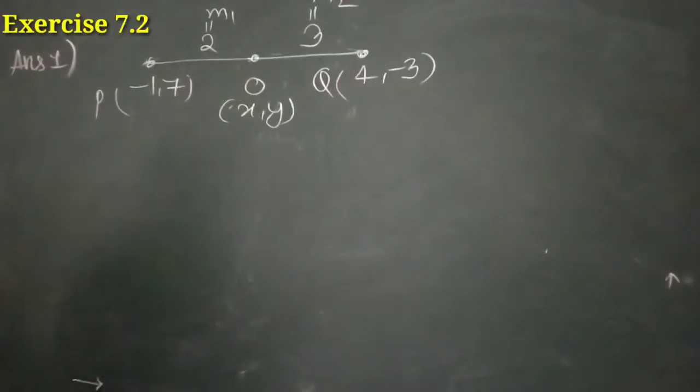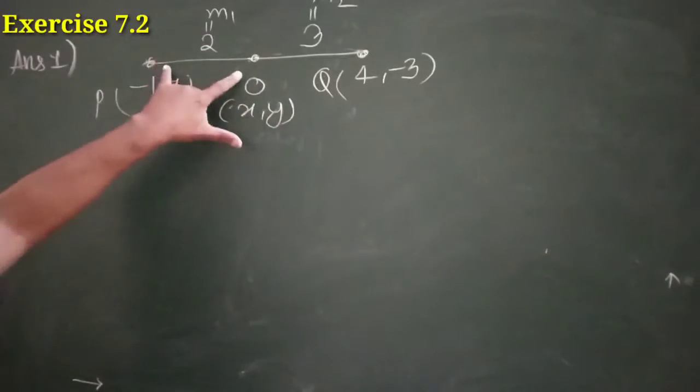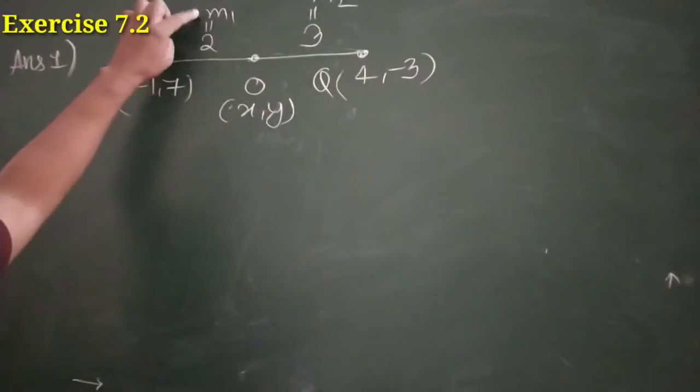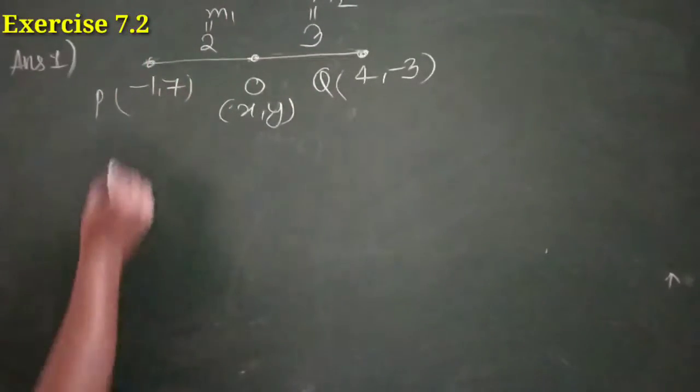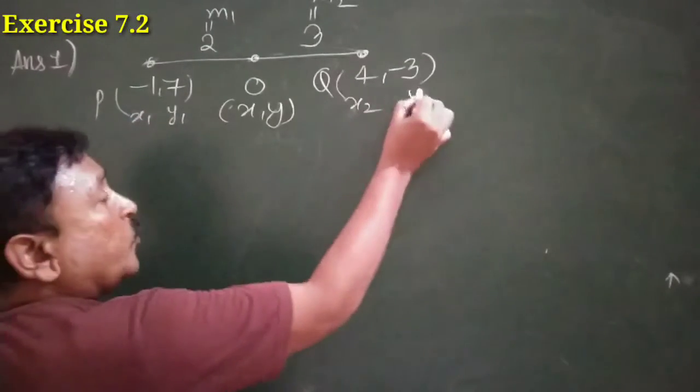Is it clear? The ratio was 2:3, it means this part is 2 and this part is 3. This is m1, this is m2. These coordinates are x1, y1, and these are x2, y2.